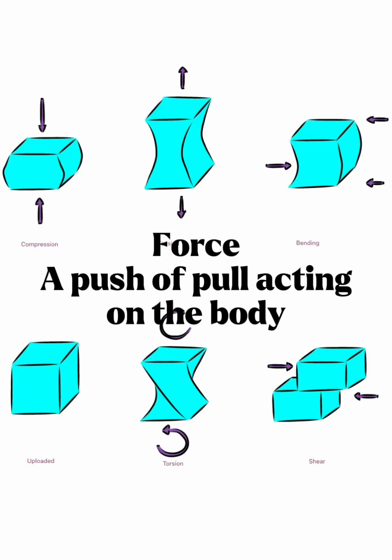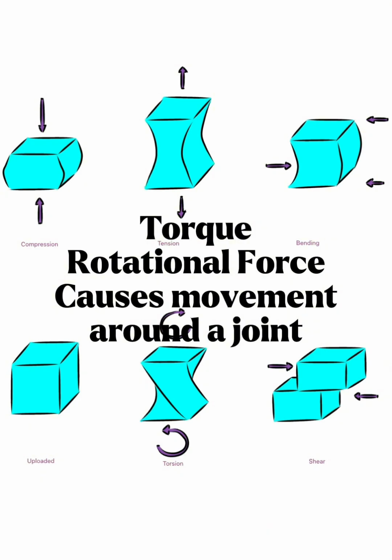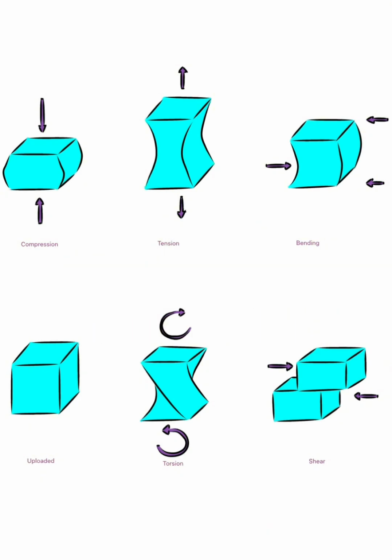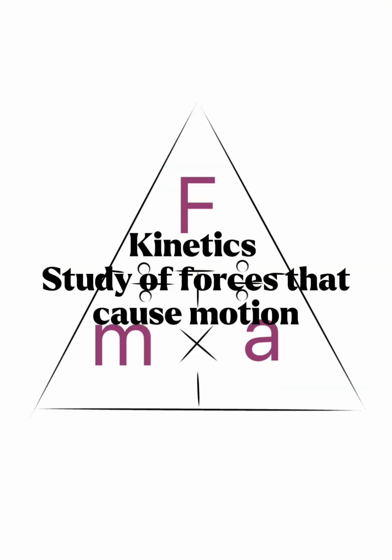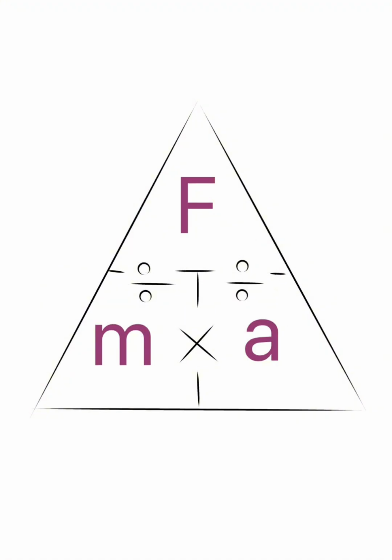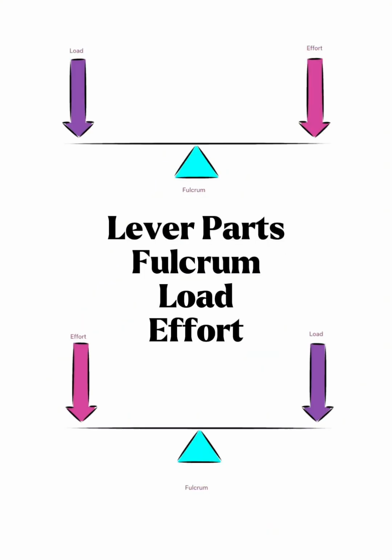Next, we'll cover force, torque, and kinetics. Movement depends on forces. Force is a push or pull acting on the body. Torque is a rotation force. It causes movement around a joint. Kinetics is the study of forces that cause motion. When muscles contract, they create force. That force produces torque at a joint. That torque creates movement.